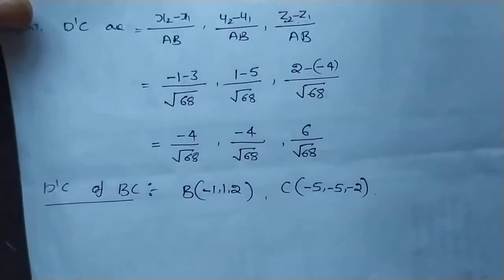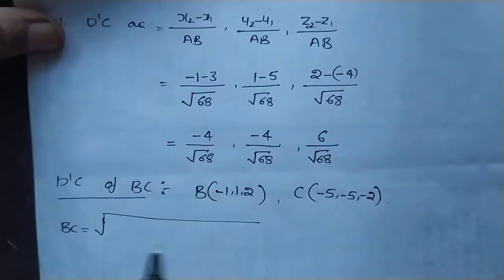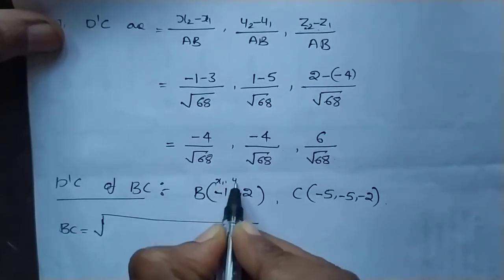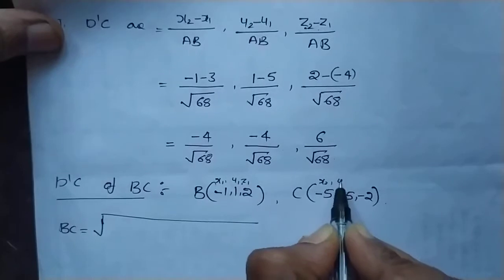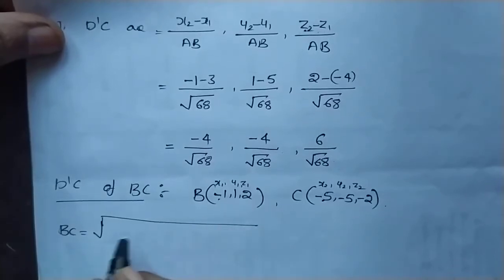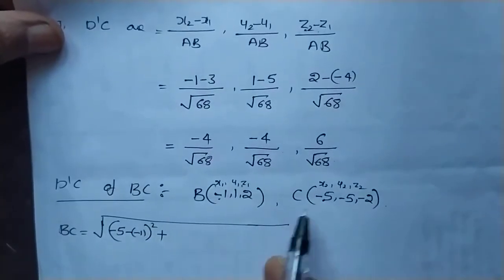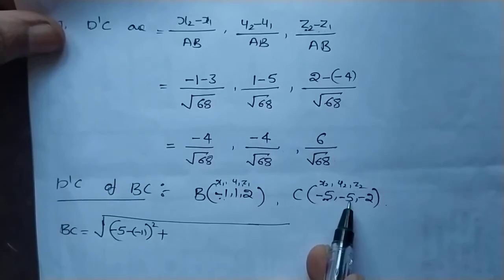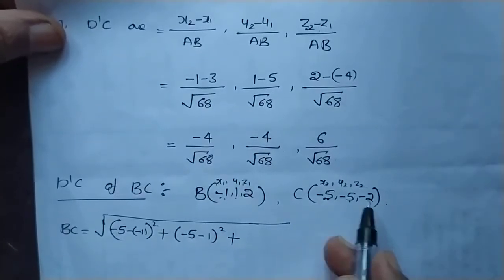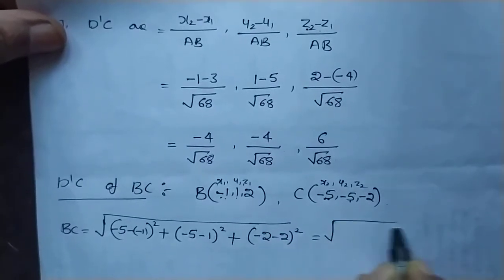Now, find the distance between the 2 points B and C. BC equals the square root of (x2 minus x1) whole square plus (y2 minus y1) whole square plus (z2 minus z1) whole square, where it is x1, y1, z1 and x2, y2, z2. So (minus 5 minus of minus 1) whole square plus (minus 5 minus 1) whole square plus (minus 2 minus 2) whole square.